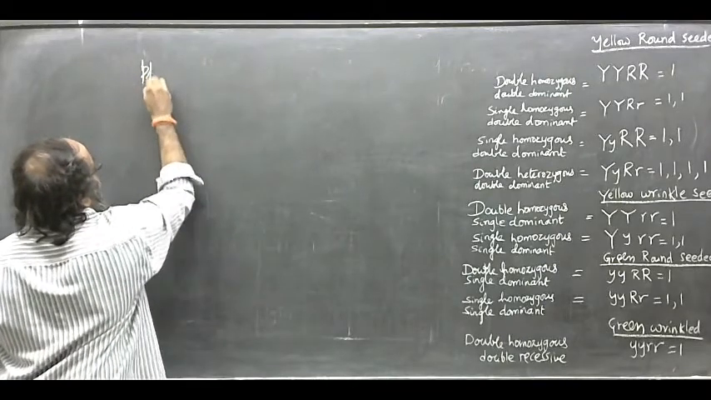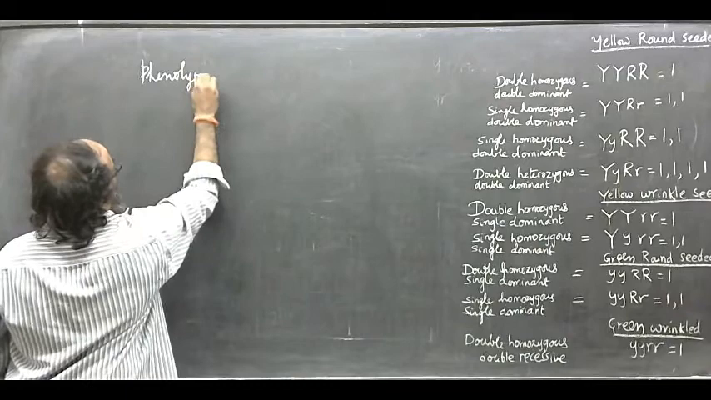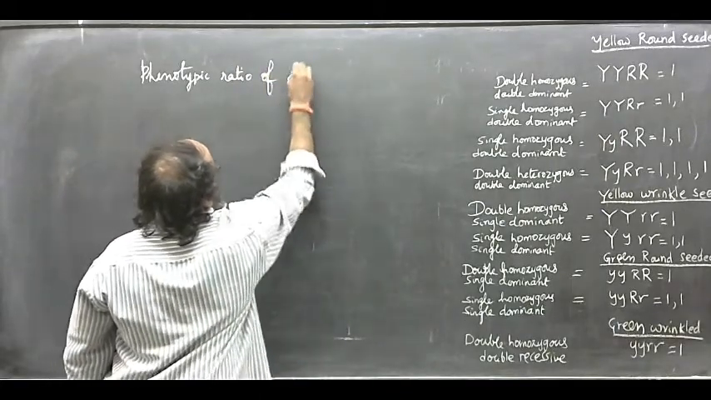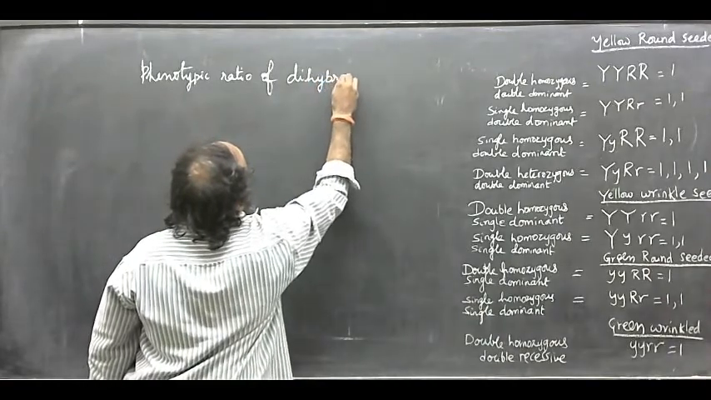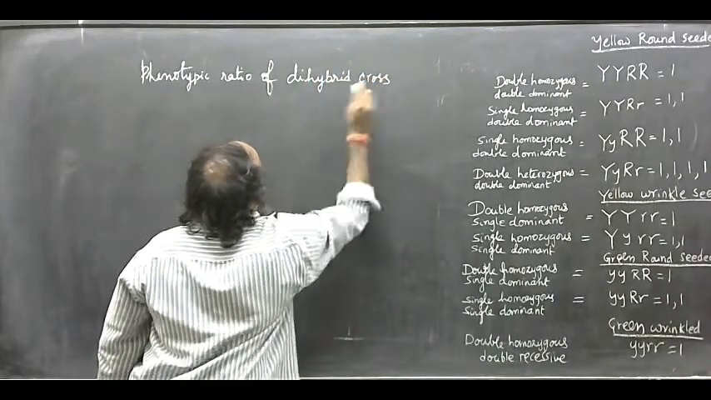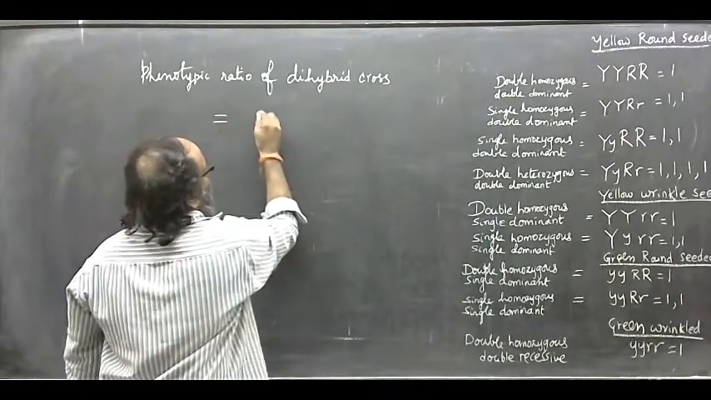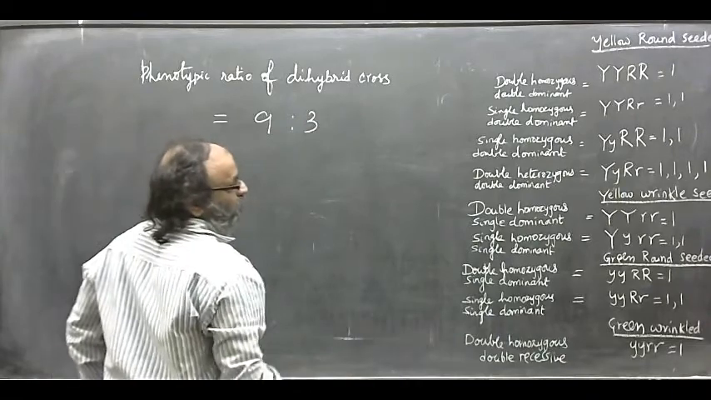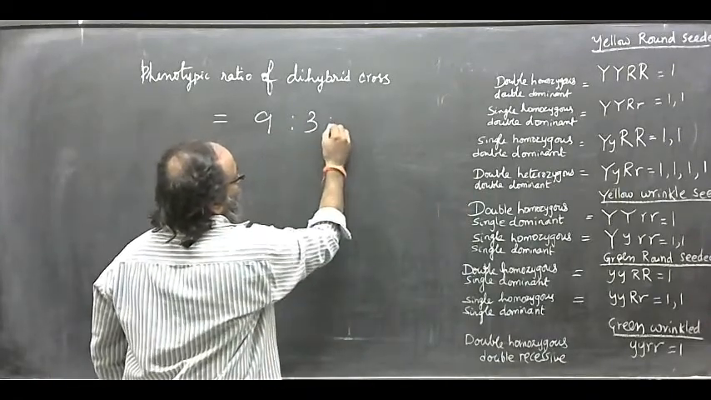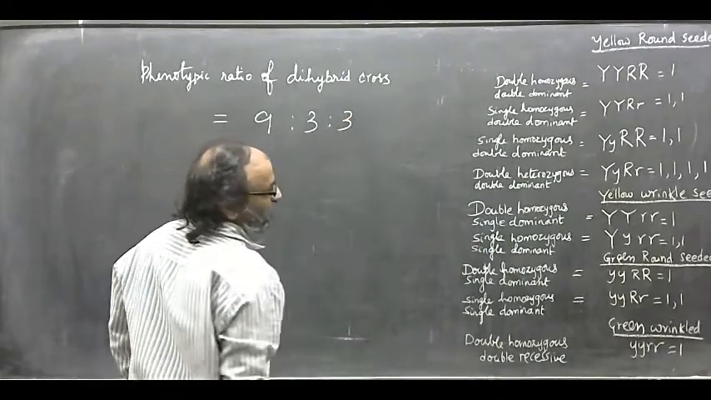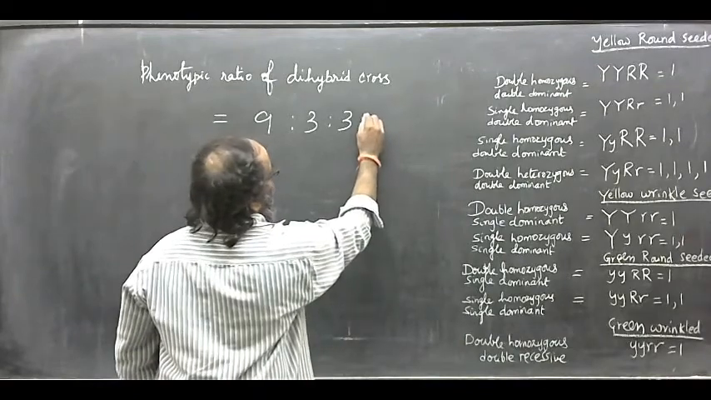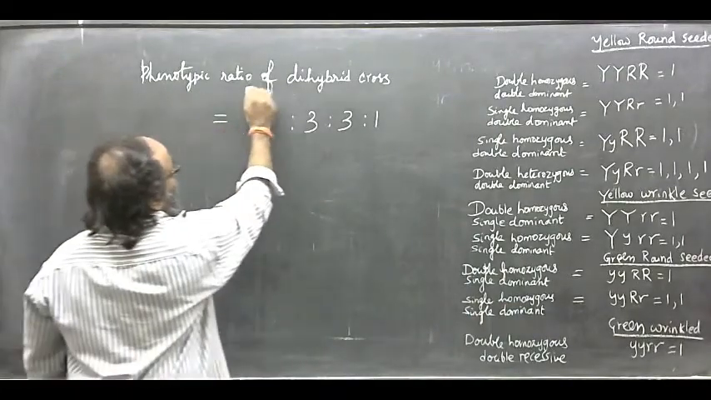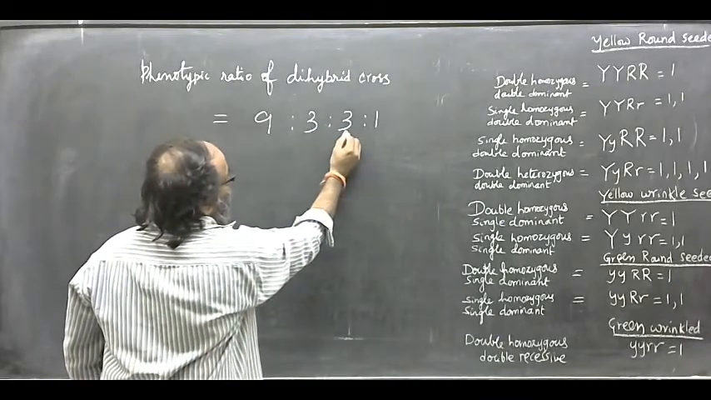So the phenotypic ratio of dihybrid cross is found to be 9 is to 3 is to 3 is to 1. Nine are yellow round seeded plants, 3 are yellow wrinkled seeded plants, 3 are green round seeded plants, and 1 is green wrinkled seeded plant. So the phenotypic ratio of dihybrid cross is 9:3:3:1.